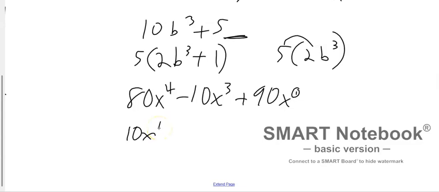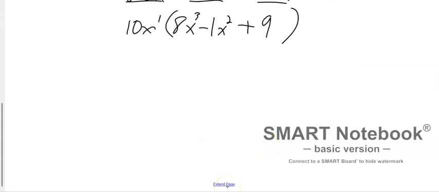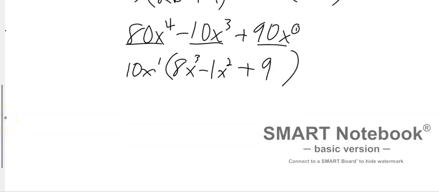We can put the 1 here or not. We don't have to. And then we just put our parentheses. And if we have 3 items here, we should have 3 items in the parentheses here, even if it's just a 1. So 80 divided by 10 is 8. X to the 4 divided by x to the 1 is x cubed. Negative 10 divided by 10 is negative 1. We can put it there. We don't have to. X cubed divided by x to the 1 is x squared. And then 90 divided by 10 is plus 9. And there is no x there. Okay?